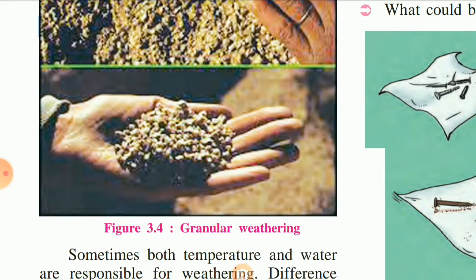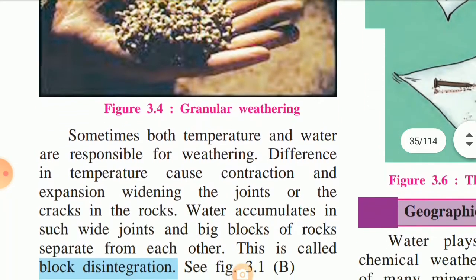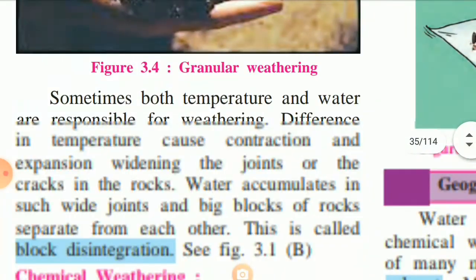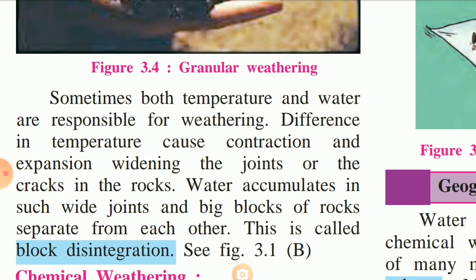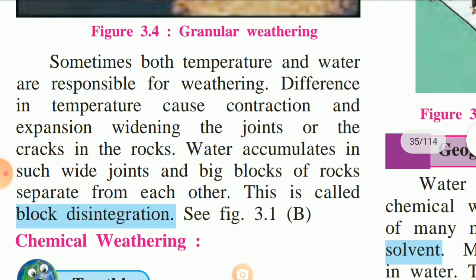Then let us move on to the next topic, that is block disintegration. What is block disintegration? We are going to learn now. Sometimes both temperature and water are responsible for weathering. Temperature: we have seen during the daytime rocks get heated up, and at night time they cool down. So every day it is heated and cooled, the rocks contract and expand. Because of that, weathering takes place.